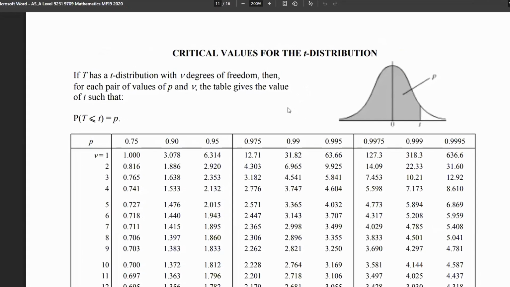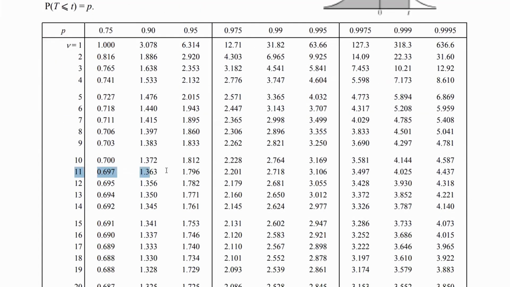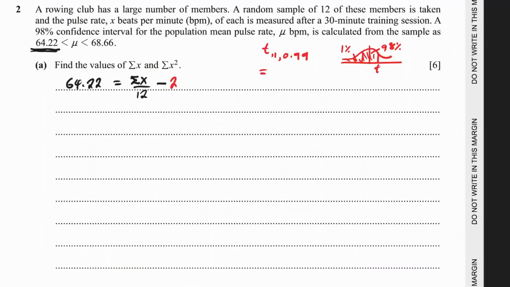So if we go to the formula booklet, MF19, and look for 11 degrees of freedom and 99%, we fall on this value, 2.718. So that's what we are going to be working with. Let me put it up here. So it's minus 2.718, and that's going to be times s over root n, which is root 12. I'll call this equation 1.